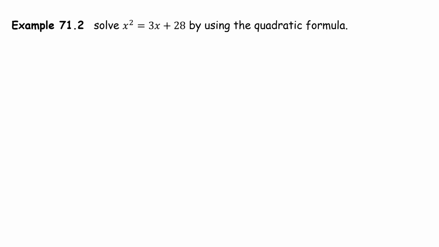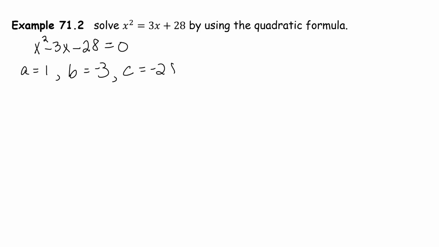Okay, let's solve this one. x squared equals 3x plus 28. First thing we have to do is get everything on one side of the equation so that it all equals 0, because anytime you're going to solve a quadratic equation, you have to get everything on one side and set it all equal to 0. So now we have done that. Let's figure out what our a, b, and c are. A is our leading coefficient, which is 1, x squared. B is negative 3, the x coefficient, and C is negative 28, the constant.